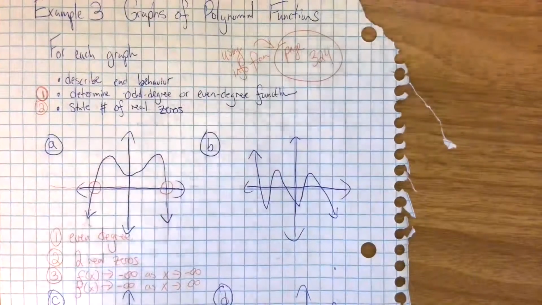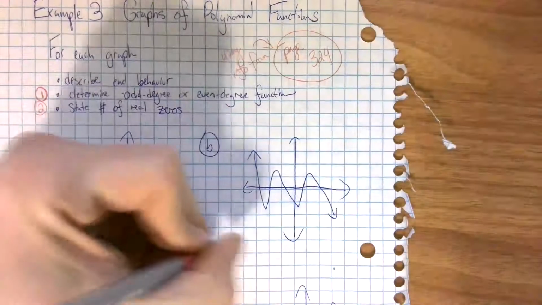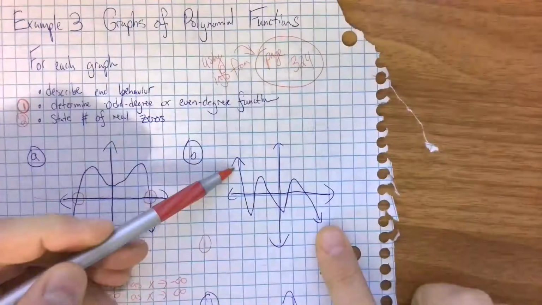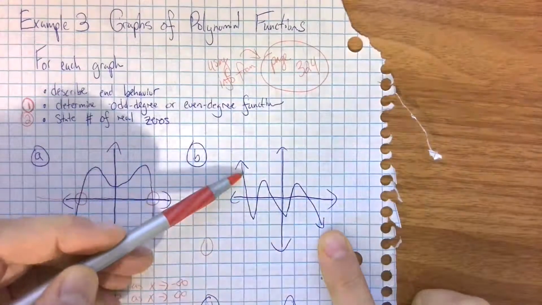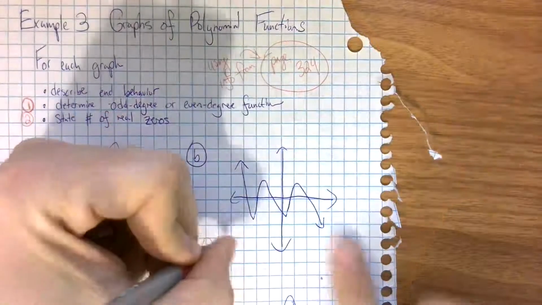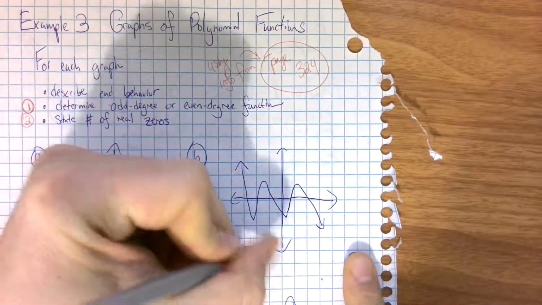Moving on to this next example. The first thing that we're going to look at is whether it's an even or an odd degree. Because the arms of the function are pointing in opposite directions, this one is pointing up, this one is pointing down, that tells us the function is of odd degree.